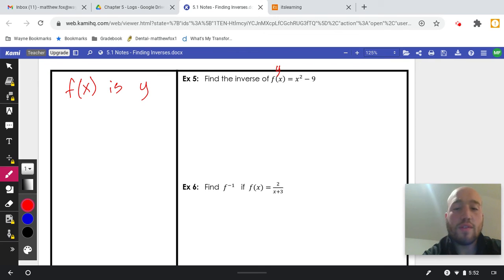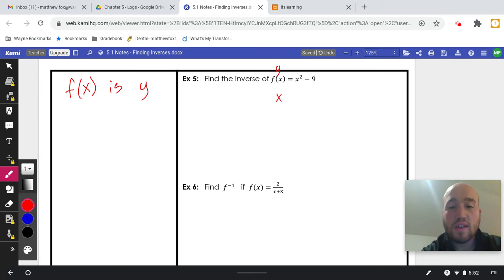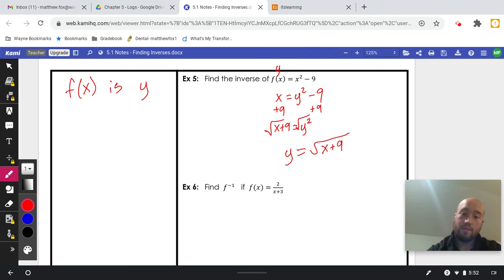So we know this is the same as the y, which means when we do step 1, we switch them. We're just going to get x equals y squared minus 9. Then we add 9 to both sides. So we get x plus 9 equals y squared. And from here, we'll take the square root of both sides. And we'll get y equals the square root of x plus 9. And we're done. All right.